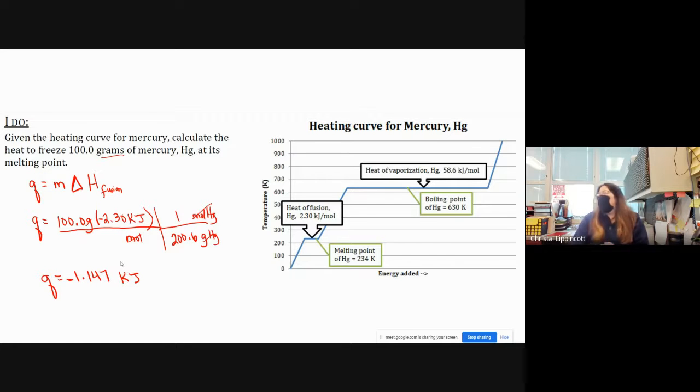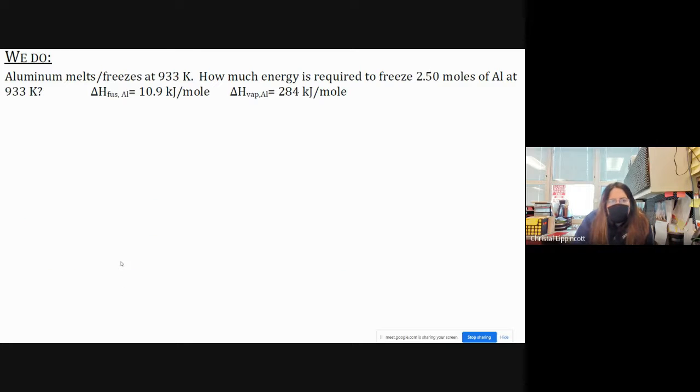All right, good. Questions? Make sense? All right, let's look at the we do real quick before the bell rings. We've got aluminum. It's going to melt or freeze at 933 Kelvin. How much energy is required to freeze, that means energy is going to be doing what? Negative. It's going to be exiting. 2.5 moles of aluminum at 933 Kelvin.